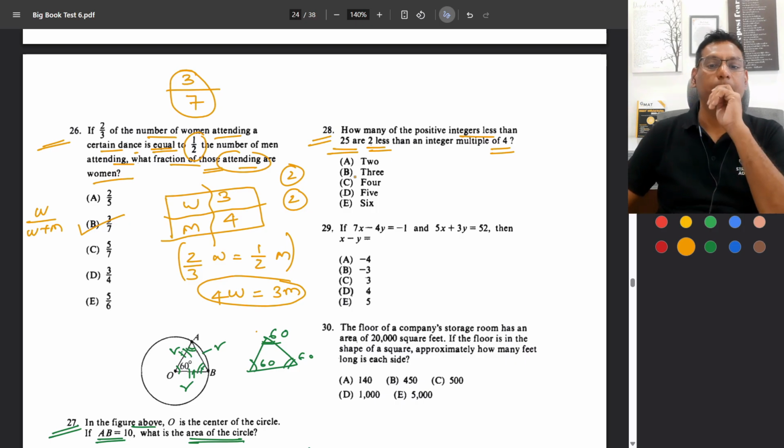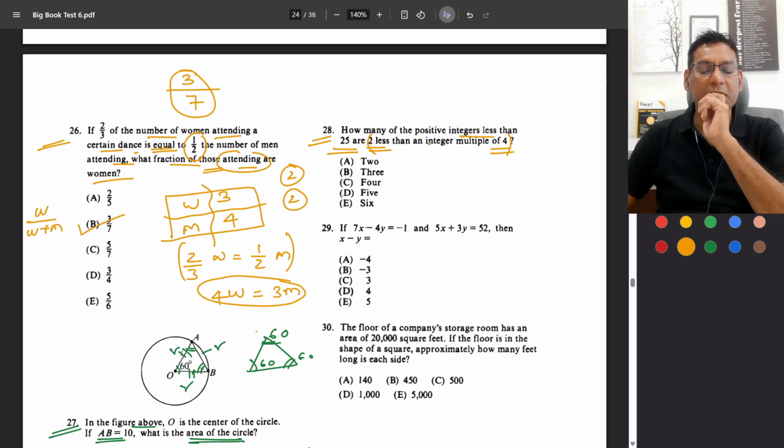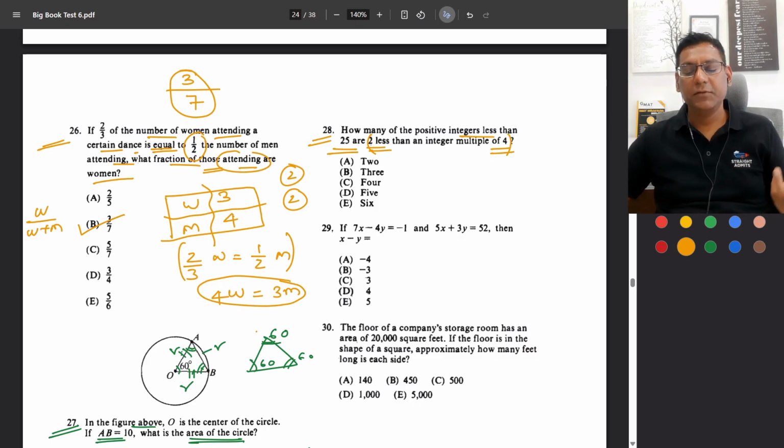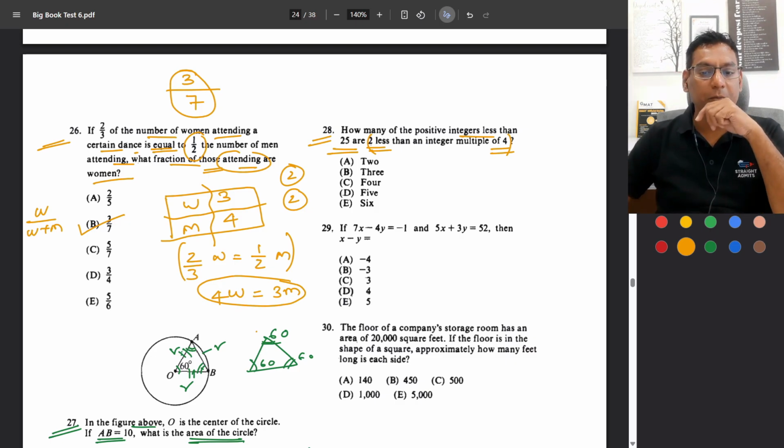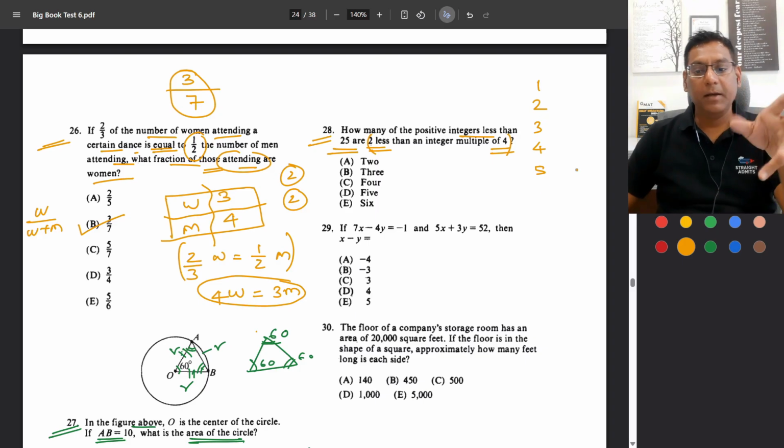Question 28. How many of the positive integers less than 25 are 2 less than an integer multiple of 4? Oh, interesting. Okay, let's see if there is a pattern. So all these are positive integers less than 25. Let's see if we are able to find a pattern. Is this 2 less than a multiple of 4?